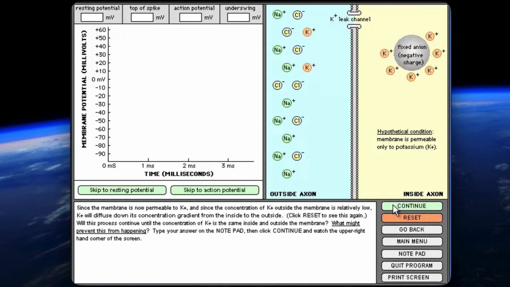Since the membrane is now permeable to potassium, and since the concentration of potassium outside the membrane is relatively low, potassium will diffuse down its concentration gradient from the inside to the outside. Will this process continue until the concentration of potassium is the same inside and outside the membrane? What might prevent this from happening? Pause the video, record your answer, then continue and watch the upper right-hand corner of the screen.